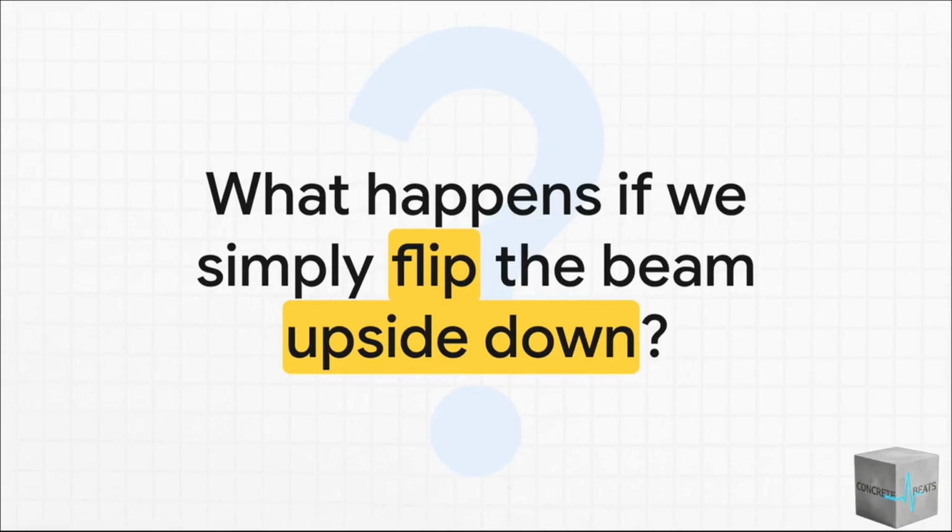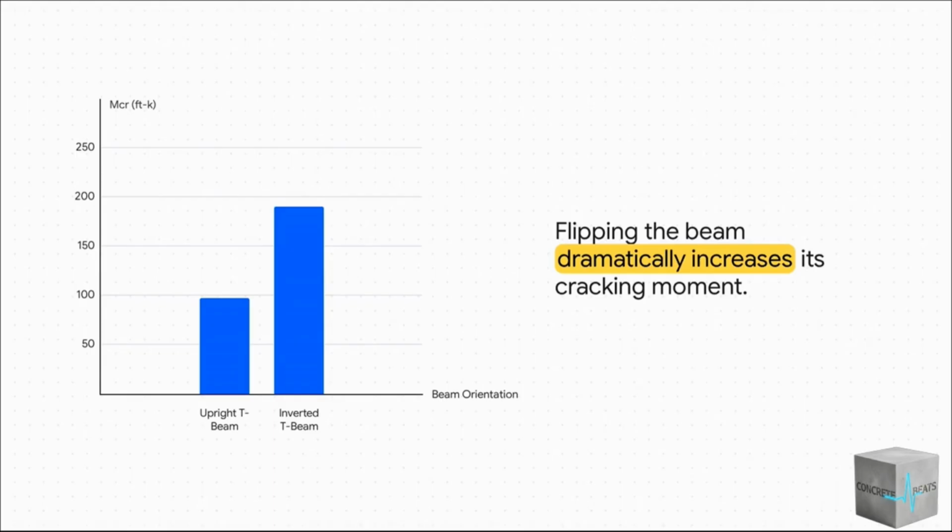That's its limit. But what if we did something really simple? What if we just took the beam and flipped it completely upside down? The result is kind of mind-blowing. Look at this. The beam's internal properties, its neutral axis, its moment of inertia, they don't change at all. It's the same beam. But y_t, the distance to the bottom fiber where tension is highest, is now only 10.81 inches. We plug that one new number into our formula, and the cracking moment shoots up to almost 191 foot-kips. It's nearly double the strength just from flipping it over. It just goes to show you, orientation is everything.